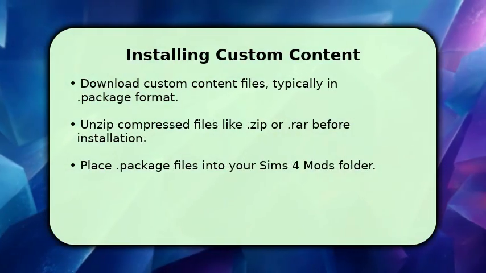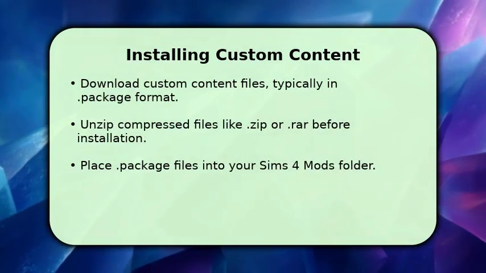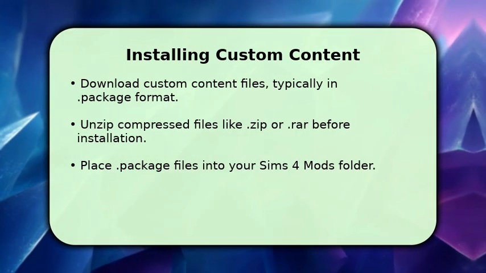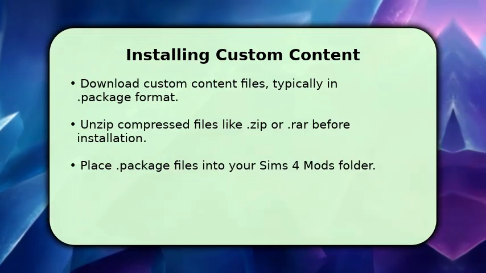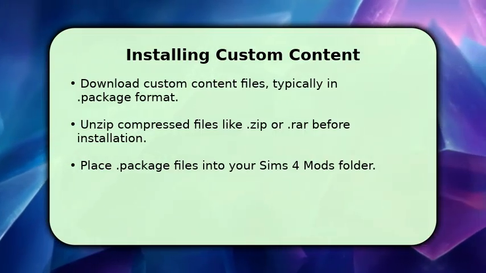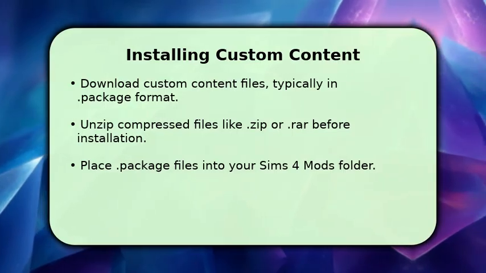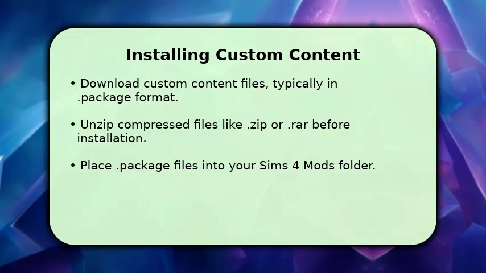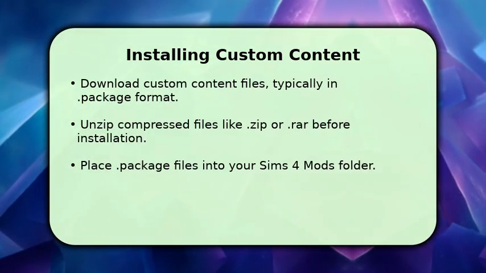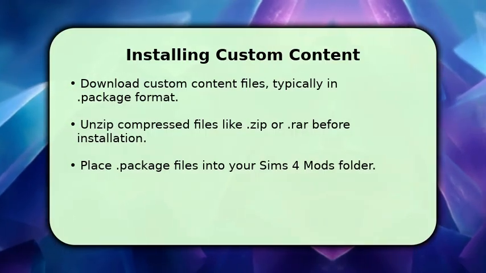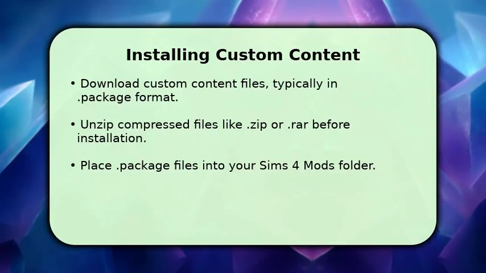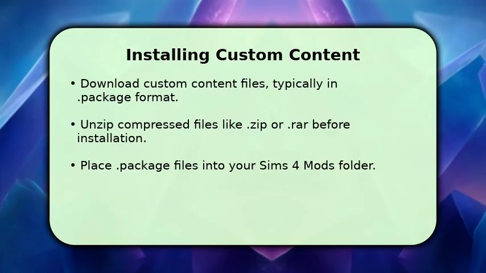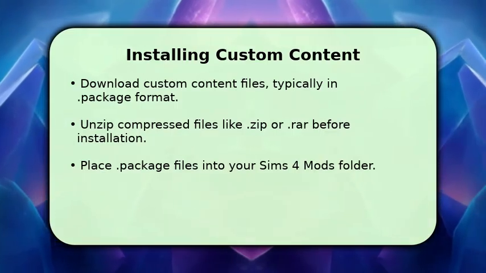Once you've downloaded your Alpha CC, installation is straightforward. Most custom content comes as package files. If you download a compressed file like a zip or RAR, you'll need to extract its contents first. Then simply drag and drop these package files into your Sims 4 mods folder, located in Documents/Electronic Arts/The Sims 4. You can create subfolders within the mods folder to keep your content organized, but avoid going too many levels deep.